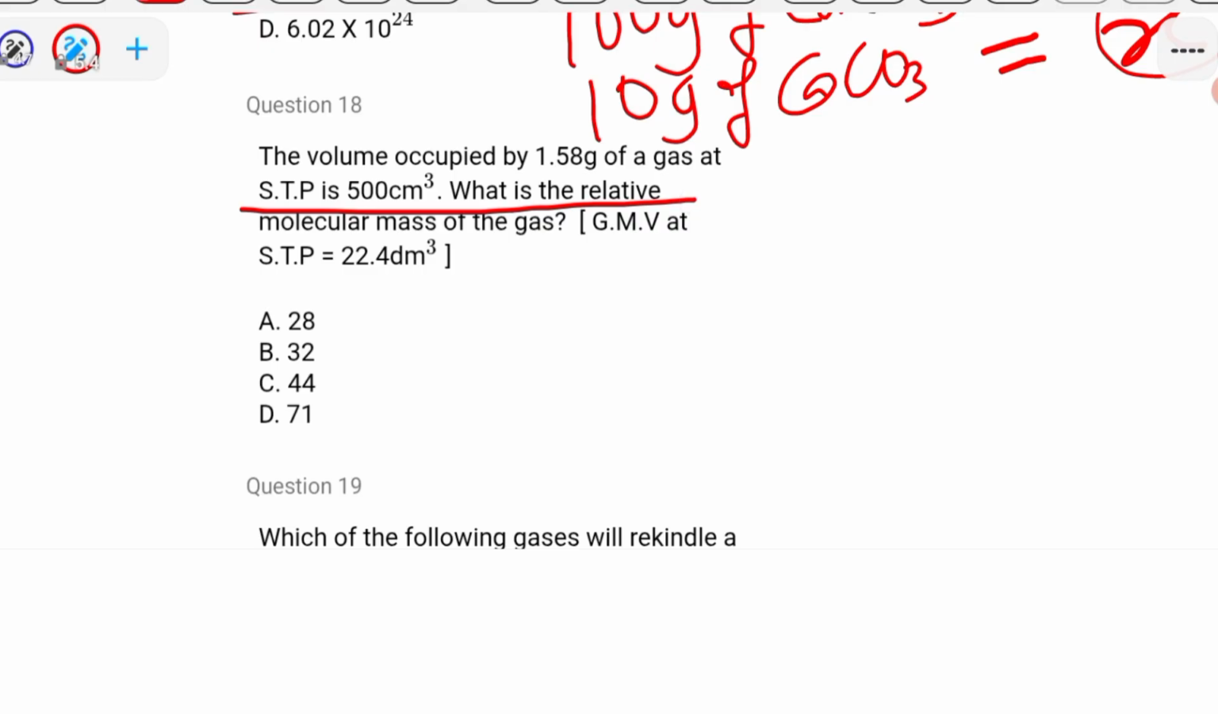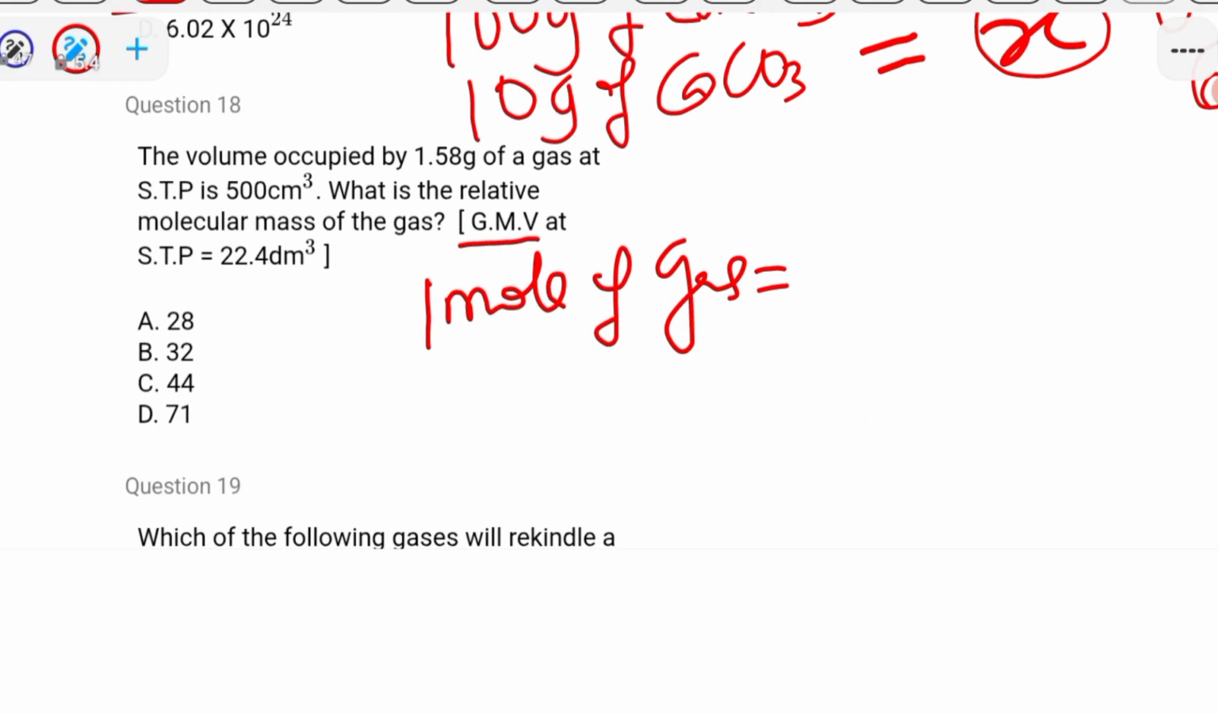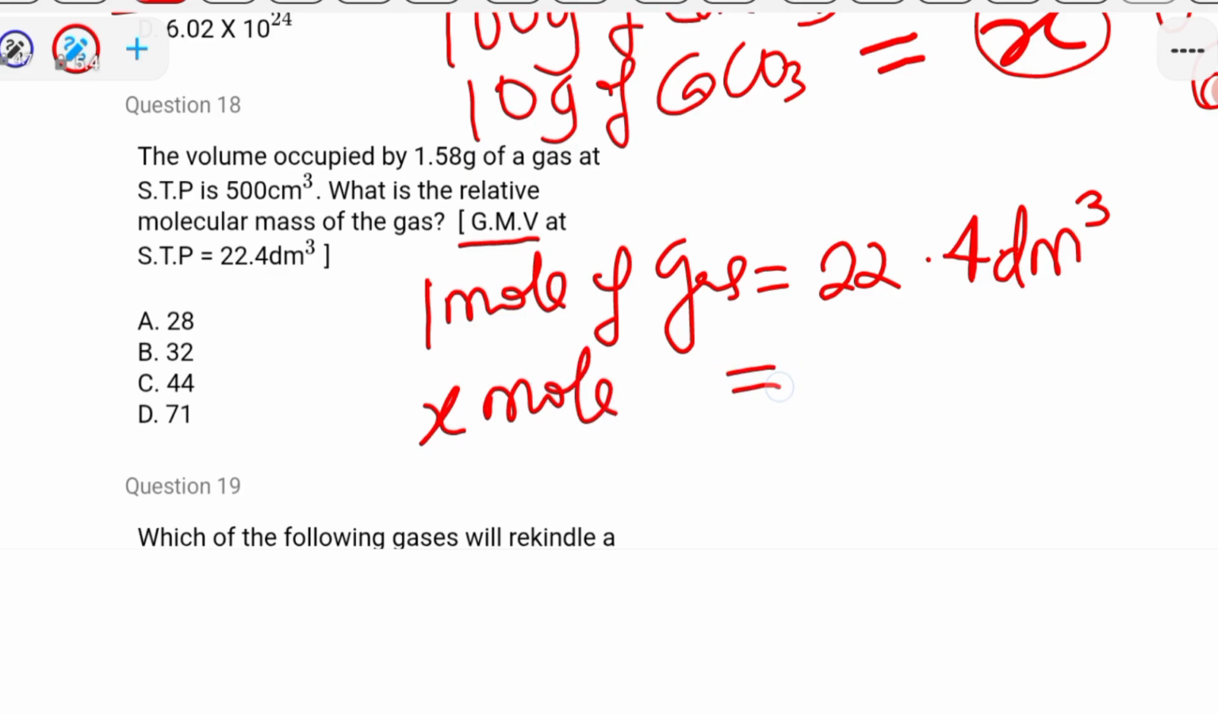The next one says the volume occupied by 1.58 grams of a gas at STP is 500 cm³. What is the relative molecular mass of the gas? Don't forget that 1 mole of a gas will occupy 22.4 dm³ at STP. But you don't know how many moles of the gas they gave you. They told you that it is occupying 500 cm³. So convert 500 cm³ to dm³ first. Divide it by 1000, that will give you 0.5. So X mole of the gas will occupy 0.5 dm³.